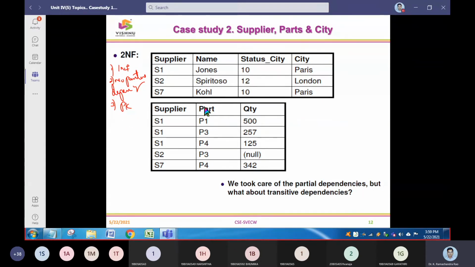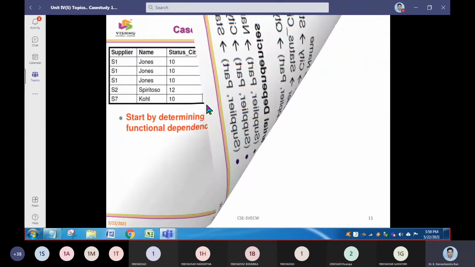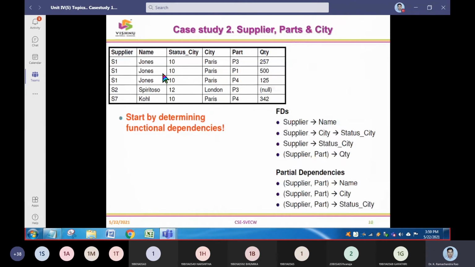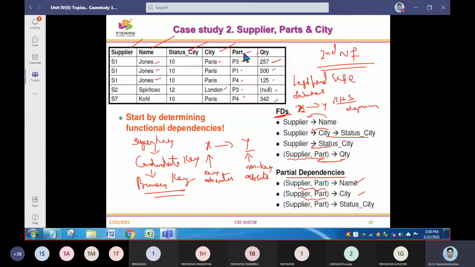So now we have the basic table: supplier, name, city, status, part and quantity. Assume city status is called the pin code. Now we find there are duplicates, right? 10 Paris, 10 Paris, 10 Paris, 10 Paris. It is duplicates. Why? If you are mentioning city, status is enough, no need to mention city. Or if you are mentioning city, no need to mention status. Why put both things in the table and make this table more complicated?